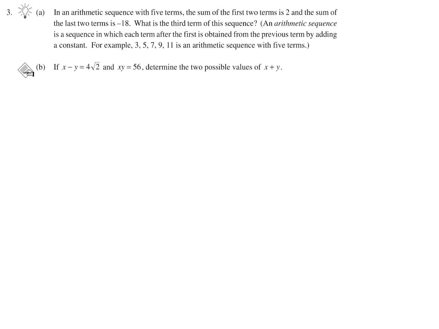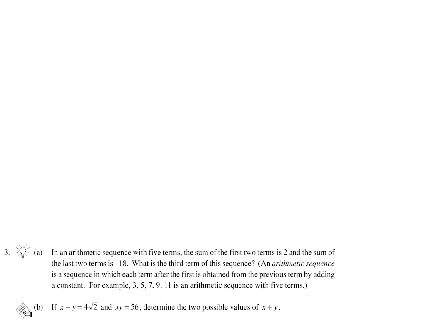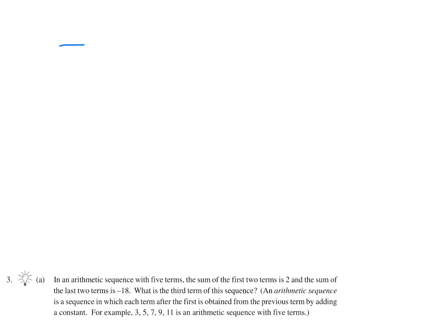In an arithmetic sequence with 5 terms, the sum of the first 2 terms is 2, and the sum of the last 2 terms is -18. What is the third term of the sequence? So we have 1, 2, 3, 4, 5 terms. A is the first term. A plus d would be the second term, and then a plus 2d, a plus 3d, a plus 4d. These are our 5 terms of an arithmetic sequence.